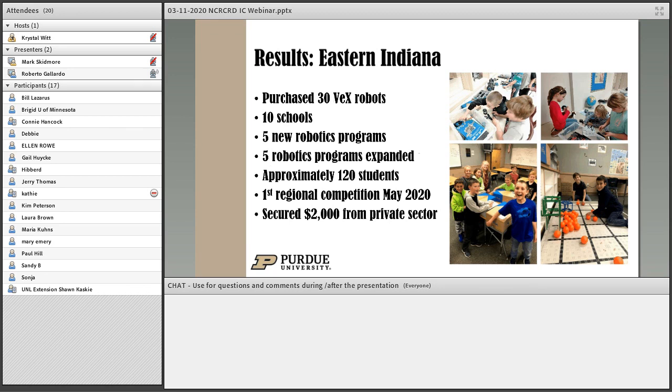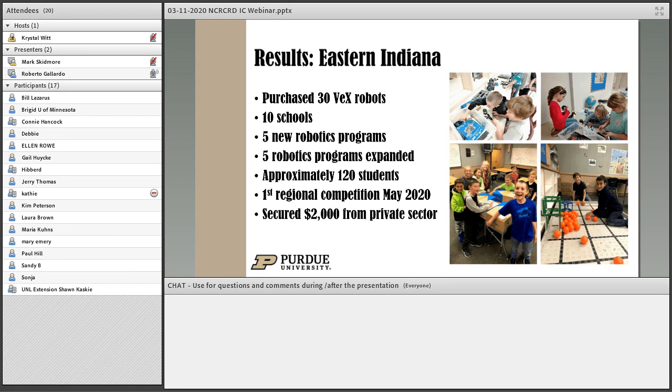So here are some pictures of what Eastern Indiana did. I am told that this May they will hold their first ever regional robotics competition, which is phenomenal. Again, they were thinking about it, but this process really was the thing that pushed them overboard to say, you know what, let's do this. And so it helps solidify or create demand for something you may have going on in your community that may lack a larger umbrella to latch on to. So that's what happened here.